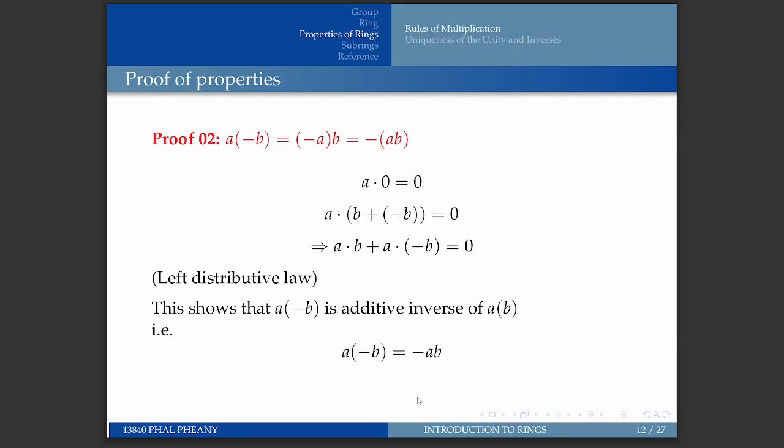Now we continue to the proof of the second property. The second property says a times minus b equals minus a times b equals minus ab. Now we consider a times 0 equals 0 that we have discussed in property number 1. So a times 0 equals 0, so 0 can be written in such a way, a plus minus b. And here I would like to say something.